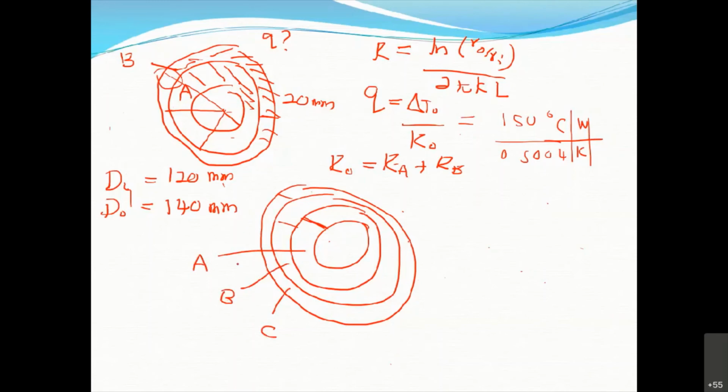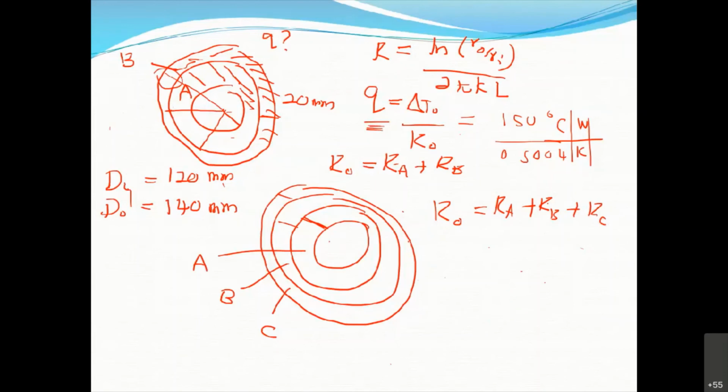So you have to find the value for RA, RB, and RC, because for this case, your R overall will be equal to RA plus RB plus RC. So for each of RA, RB, and RC, you have to find what is the R inside and R outside. For RA, what is the R inside, what is the R outside? RB, what is the R inside and what is the R outside? RC, what is the R inside and what is the R outside? If you can do that, then it will be easy for you to solve for Q or any other things. Okay, that is the first part of this question.